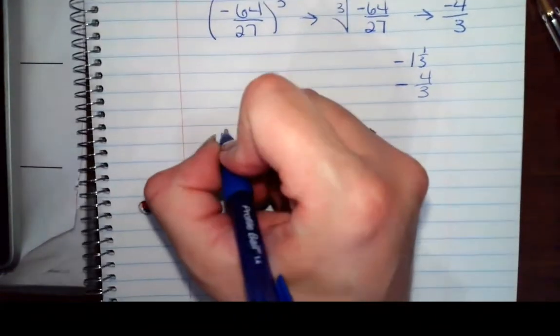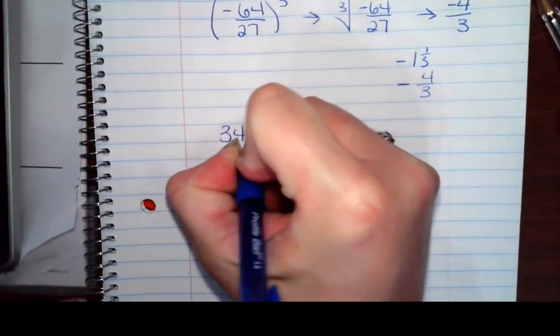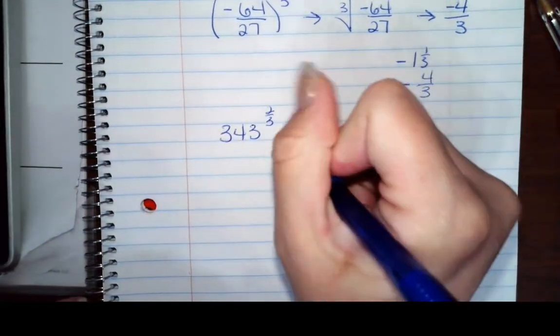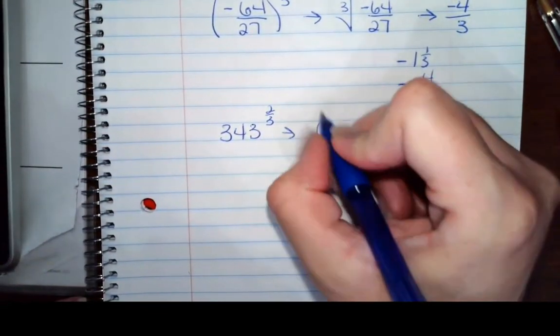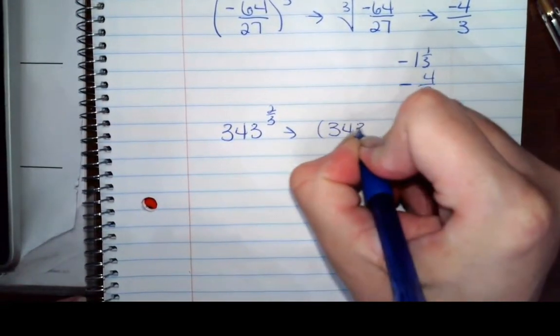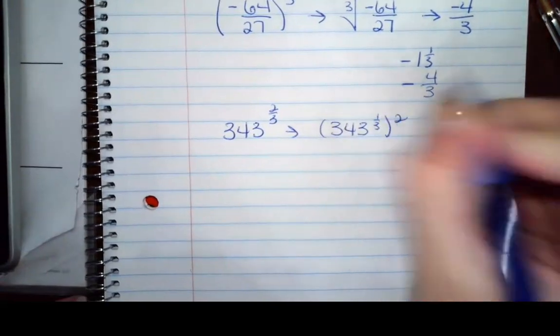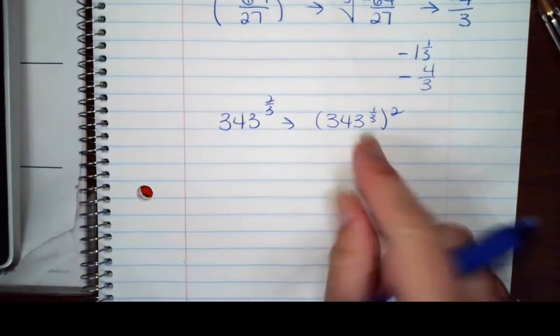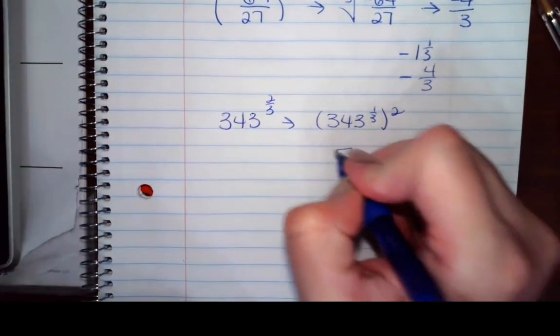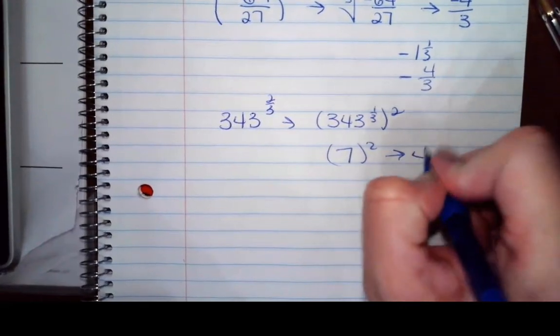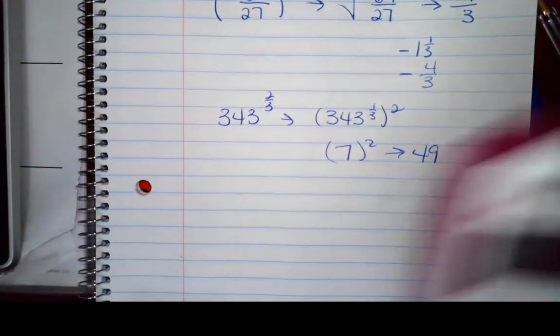So we got 2 more to do. I've got a 343 to the 2/3. Okay, so what I can do, this is just a little math trick, is I can do 343 to the 1/3 and then square it, which means I'm taking a cubed root. I discovered several problems ago that that becomes a 7, and then I can square it, which means I should get 49 for an answer.